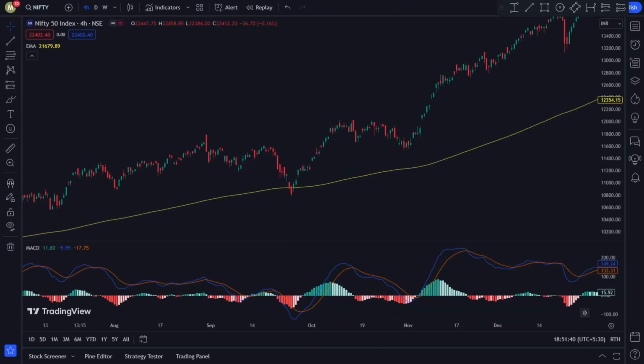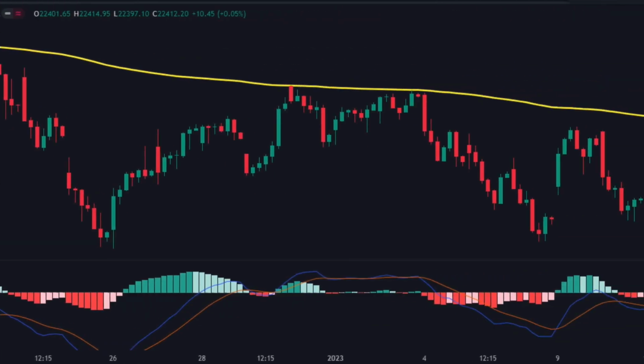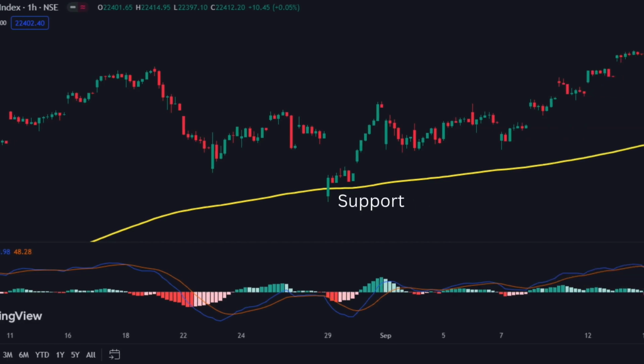For our first strategy, we will use the 200 Exponential Moving Average along with MACD. This strategy is very simple. In this strategy, we will use the 200 Moving Average as support and resistance. When the 200 Exponential Moving Average is above the price, it acts as resistance, and when the 200 Exponential Moving Average is below the price, it acts as support. Let's understand this strategy with the help of an example.